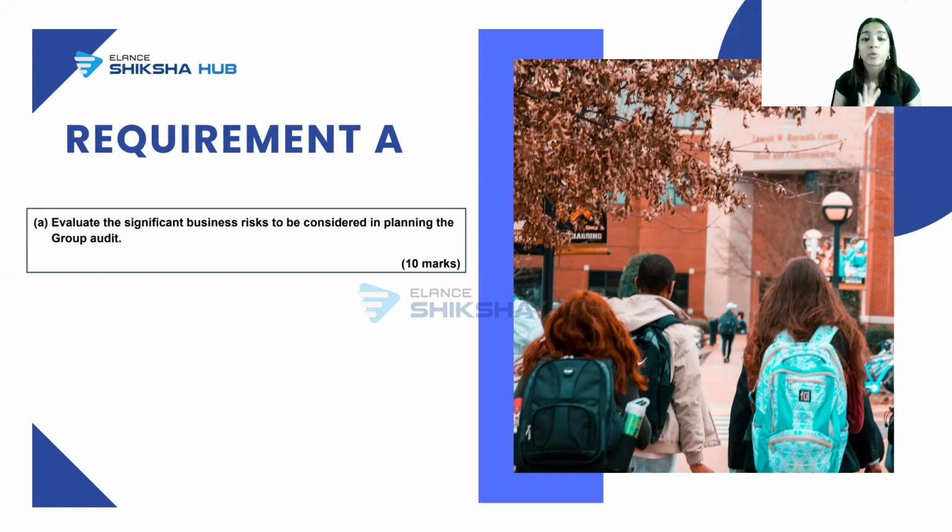Now, let's come to evaluate significant business risk. First things first, significant business risk. So guys, let's say if we have 10 business risks in the scenario, it is your professional judgment which business risk is significant for me. That is where you will get professional marks in the AAA paper, as to whether you decided well which business risk is significant.